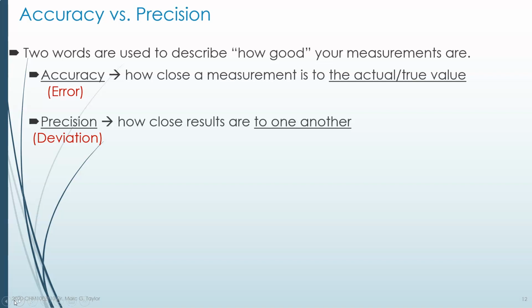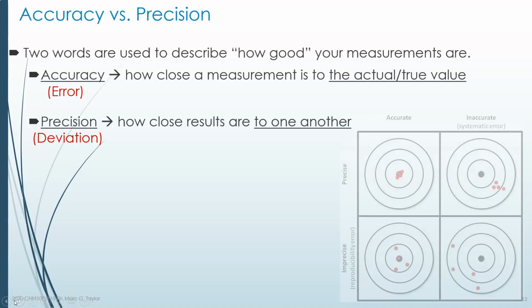If you get the same answer each time, they could be correct answers each time, they could be incorrect answers each time, but how tight those measurements are to one another, that's a measure of precision, and we use the mathematical term of standard deviation or variation to look at precision of measurements.